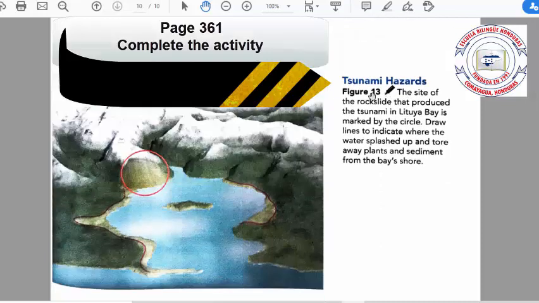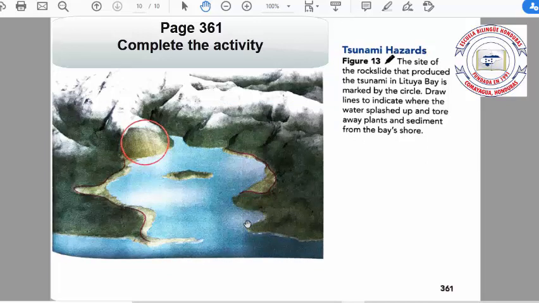Okay, tsunami hazard, figure 13. The slide that produced the tsunami in Lituya Bay is marked by the circles. And what part of the photo? What is the Lituya Bay? And then you have to draw lines to indicate where the water splashed up and tore away plants and sediment from the bay shore. In the same picture, guys.